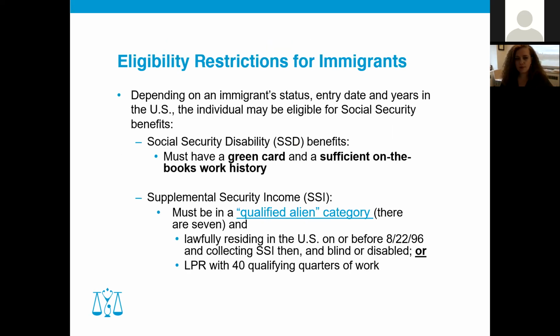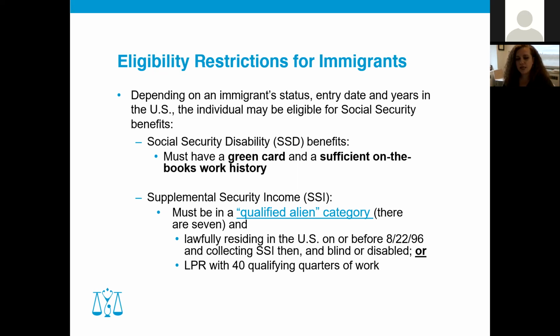So speaking about immigrants, what are some eligibility restrictions? Depending on an immigrant's status, entry date into the US, and years here, that person may be eligible for Social Security benefits. For Social Security disability, they must have a green card and sufficient on-the-books work history. And we'll go through what that means a little bit later.